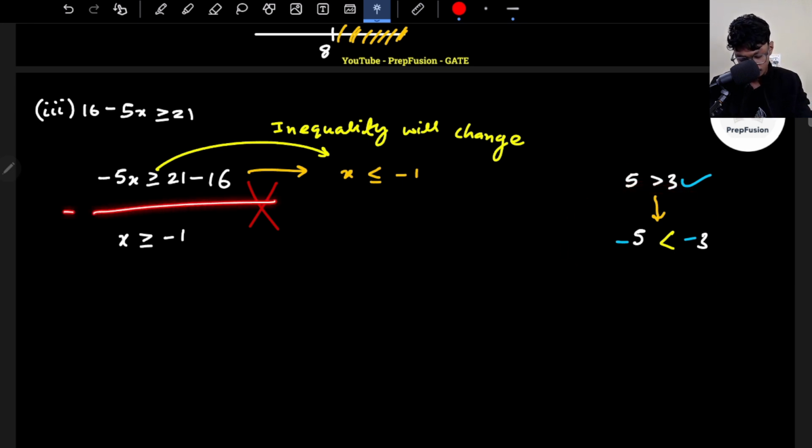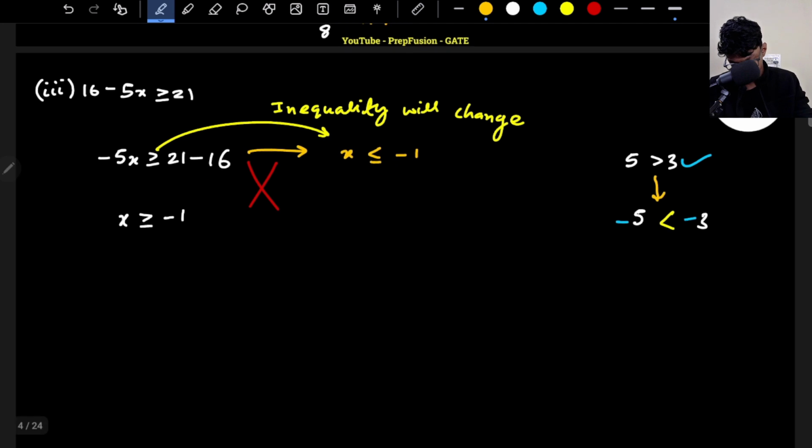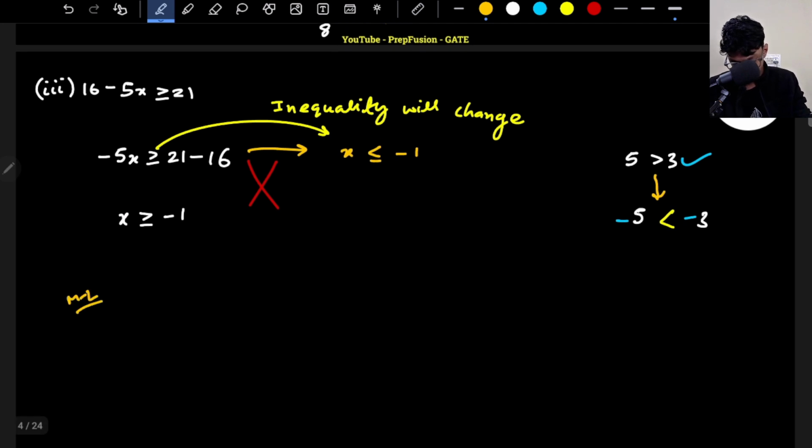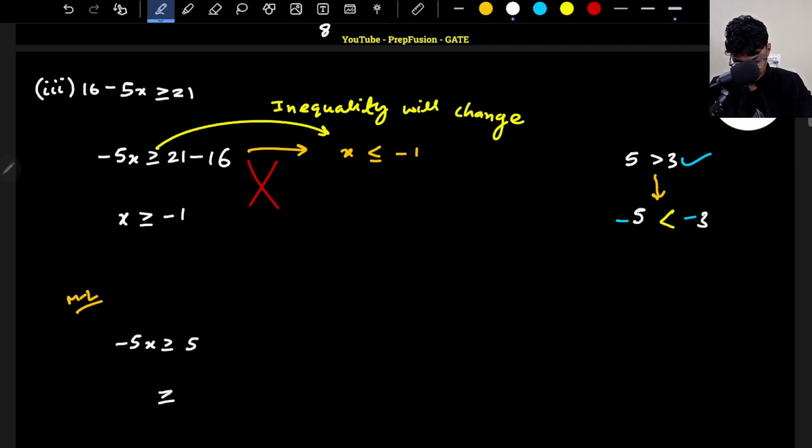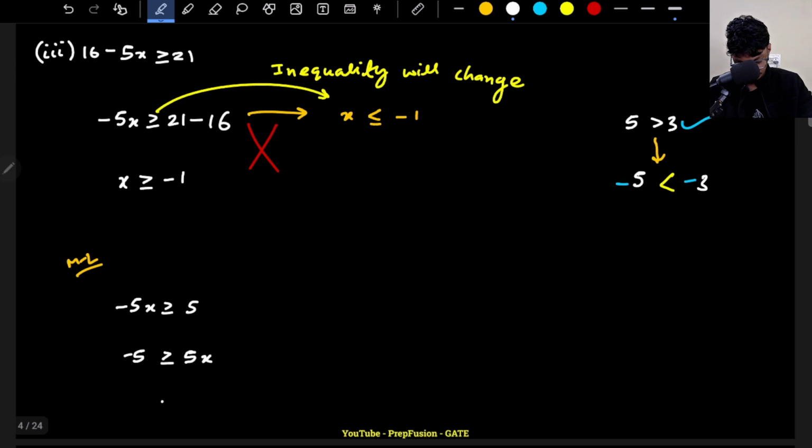Now, what other way could I have solved this? Instead of dividing by minus 5, what I could have done is make this coefficient positive. How will I make this coefficient positive? Method 2: I will reach up until this equation, that is minus 5x is greater than or equal to 5. Now I will take this whole thing to the right hand side and this whole thing to the left hand side. So this sign will change and this sign will also change. So this will be greater than or equal to minus 5 and 5x. Okay, so my x will be less than or equal to minus 1.